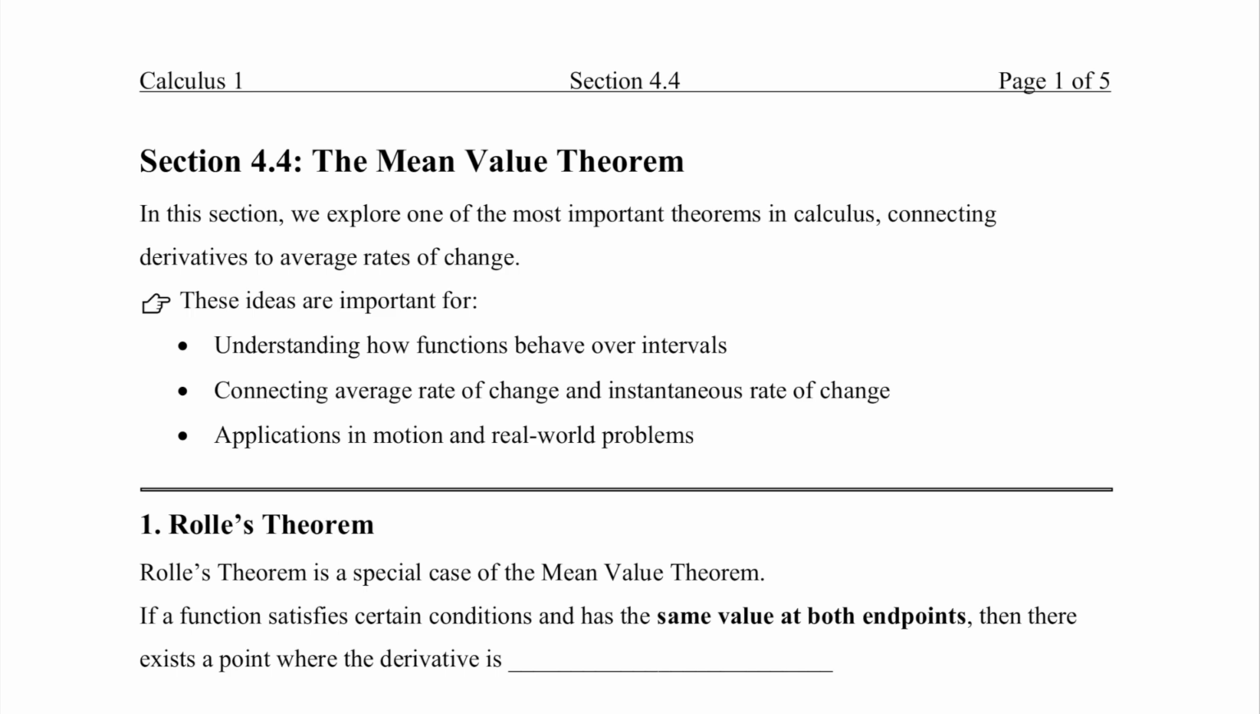So why do we care about this? There are three main reasons. First, it helps us understand how functions behave between 2 points. Second, it connects the average rate of change, like the slope between 2 points, to the instantaneous rate of change, the slope at a single point. And third, it has lots of real-world applications, especially in motion like speed and velocity.